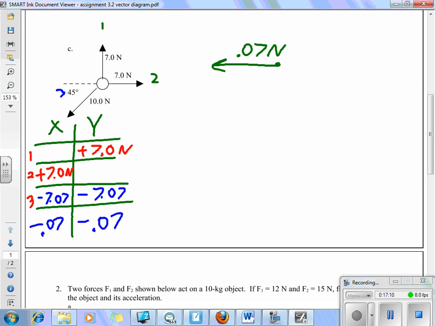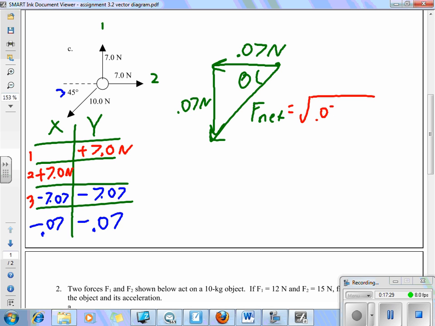And then if I draw my next vector downwards for our negative 0.07 for y, that clearly shows the direction. I don't need a negative sign on it. This will be my net force. And here's my angle. You might have noticed a coincidence in this triangle as well. Now, to find the net force, it's simply Pythagorean theorem. And you should end up with 0.10 newtons. That's our net force using the Pythagorean theorem.